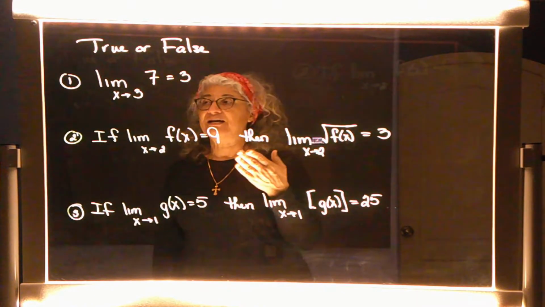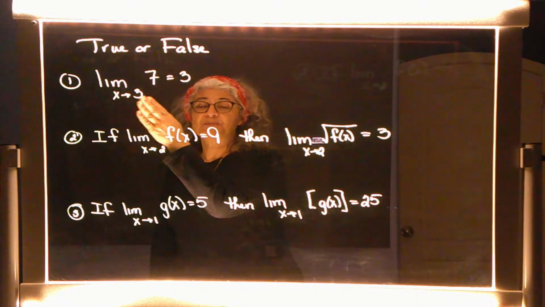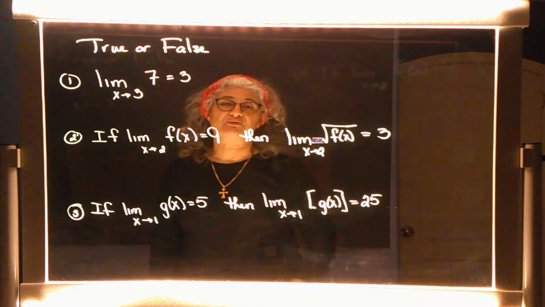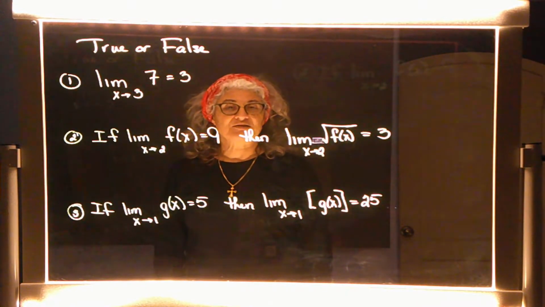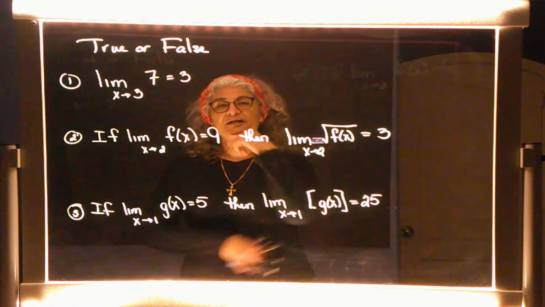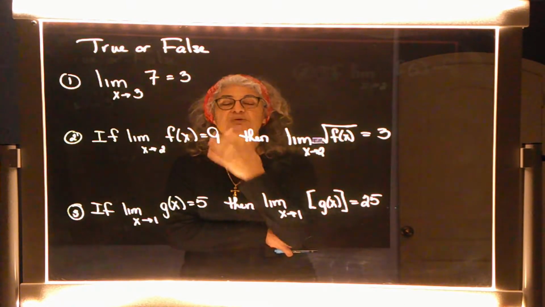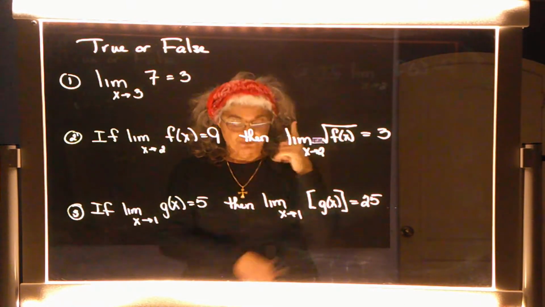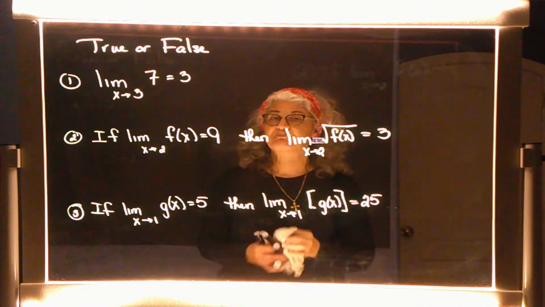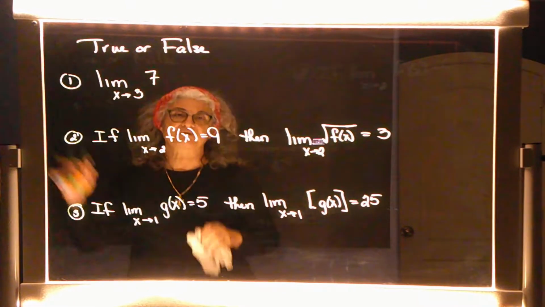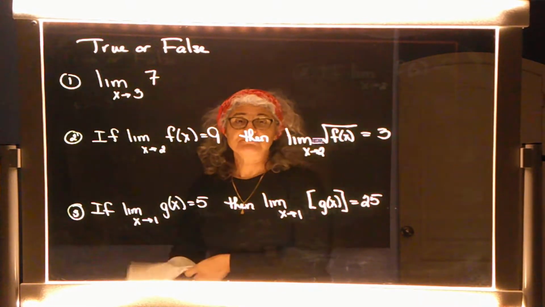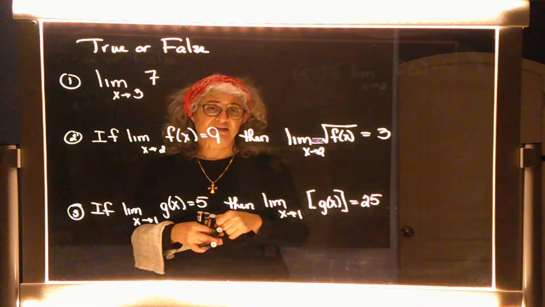The first one says, the limit as x approaches 3 of 7 is equal to 3. Don't answer. First off, you've got to stop and think. You're like, what would that be? So here's my recommendation. Look at the problem, but erase the answer. With me? Look at the problem, but erase the answer.